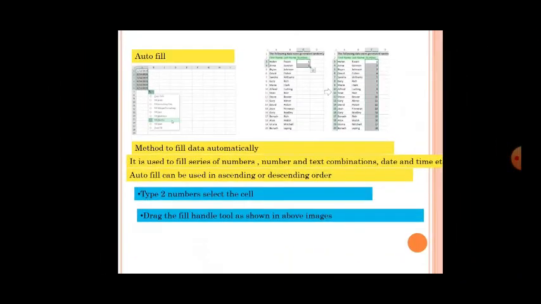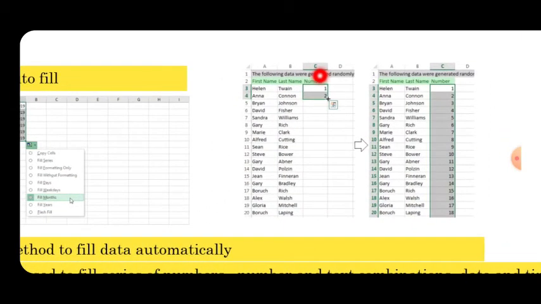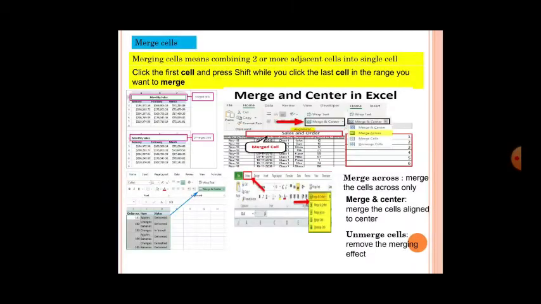It fills automatically. So to autofill a number, select the cell and drag the fill handle tool. This is the fill handle tool. What you are seeing here is the fill handle tool. You drag it to get the autofill.